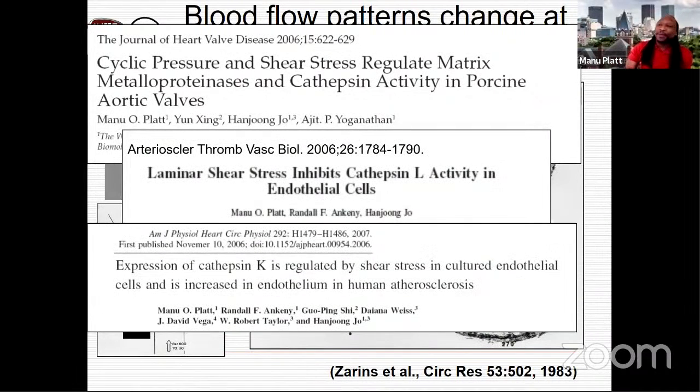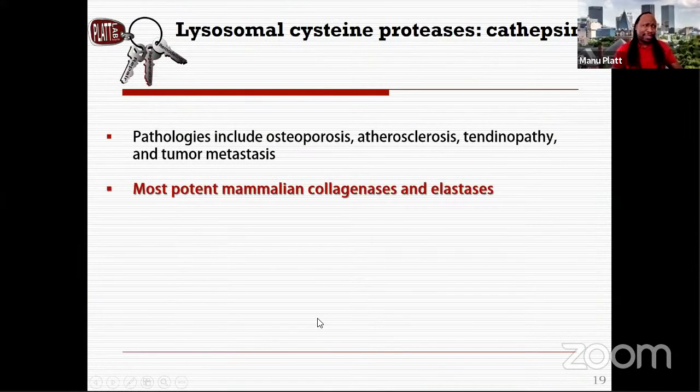But what we identified were this class of proteases called cathepsins. These are cysteine cathepsins that were upregulated under disturbed flow and turned down under healthy unidirectional laminar shear stress. And I did this work with Hanjung Zhou at Emory. So a little bit about these proteases. If you're not studying them, they are the best, okay? But they're awful to study because they're hard to study.